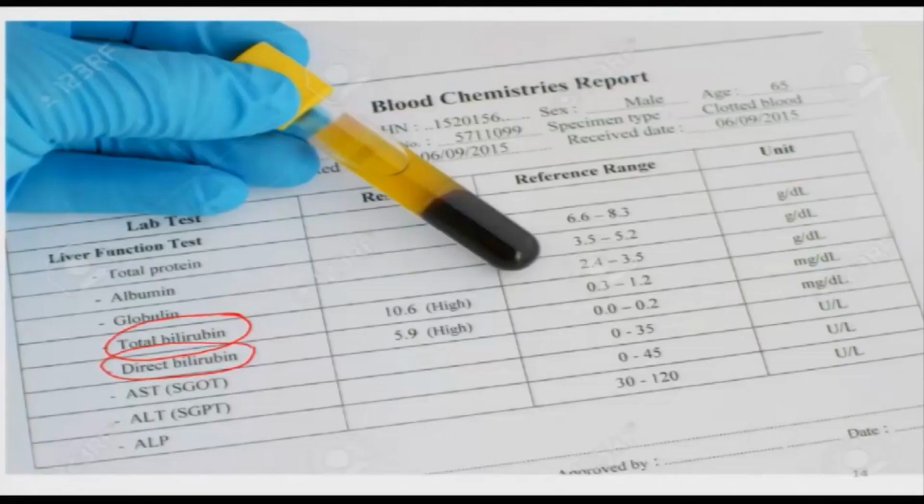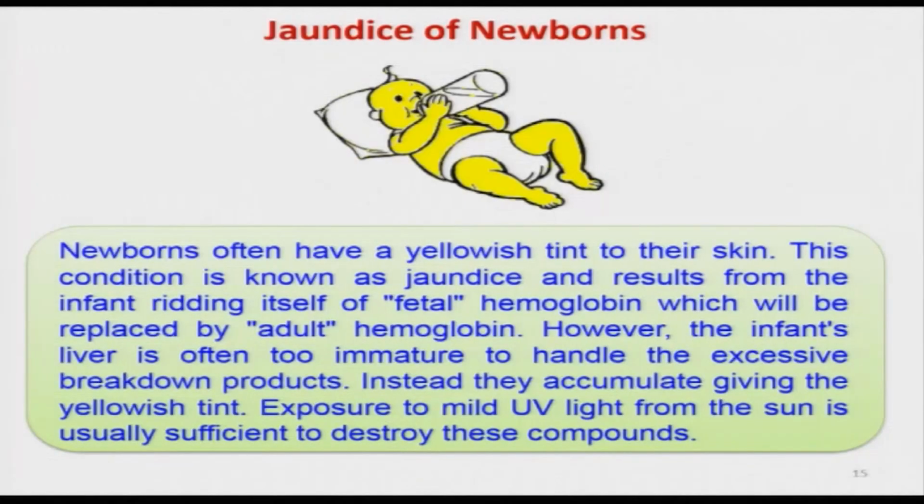There can be more bilirubin in your body, and that creates lots of problems in our body. Particularly, this is very common for a newborn baby. Newborn babies mostly get a yellowish tint to their skin, and this is called newborn jaundice. And why is this happening?